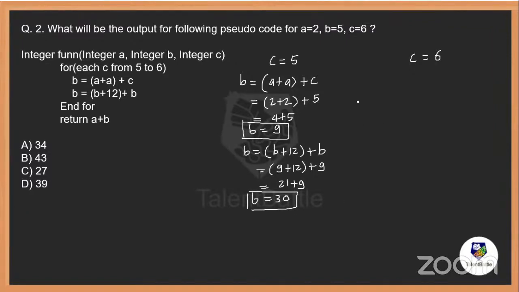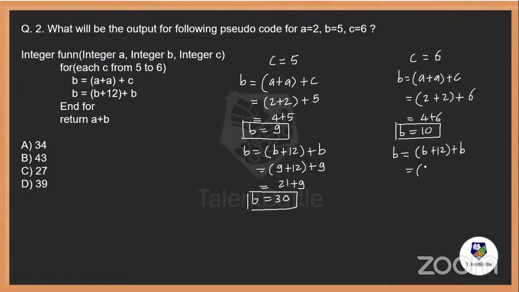Then in the next iteration, when C becomes 6, again we have to calculate the same steps. So B is equal to A plus C, which is the current value of A, 2, plus C value 6. So that will be 4 plus 6 equals 10. In the first expression, the value of B becomes 10. Using that updated value of B, the second expression is calculated: B equals B plus 12 plus B.